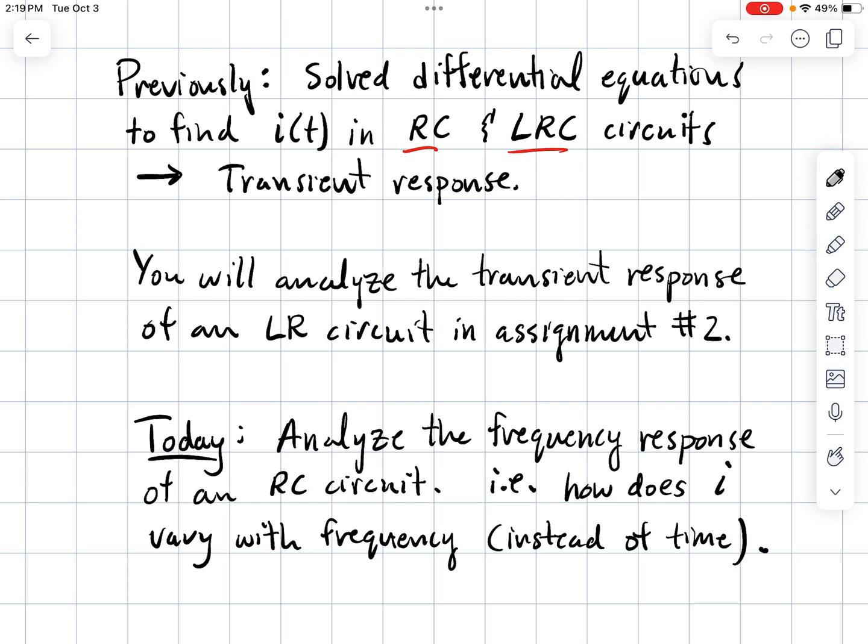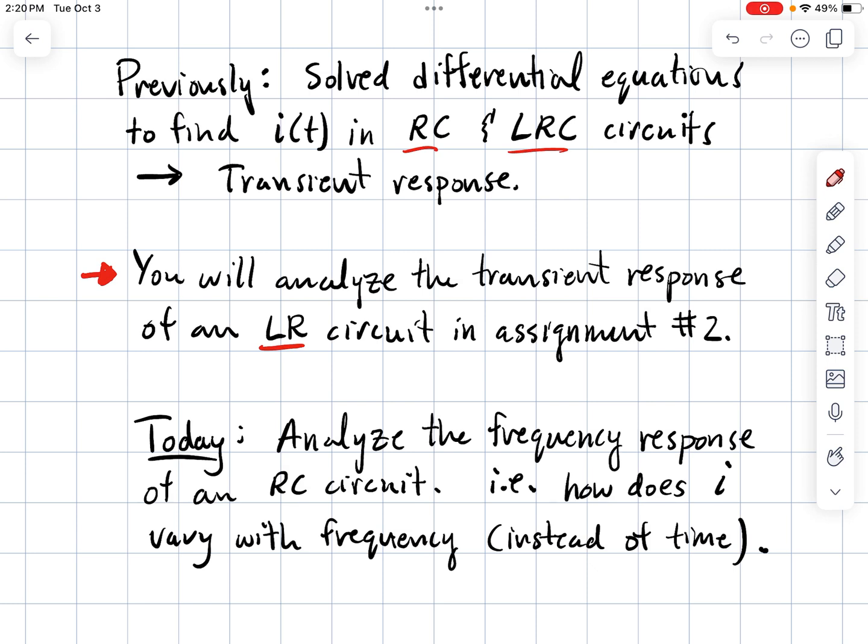What we're going to do today, actually before I get to that, when you do assignment 2, you're going to analyze the transient response of an LR circuit. And so what I encourage you to do when you encounter that problem is to look at your notes and then kind of follow the strategies that we used for solving the RC circuit. Just apply those strategies to the LR circuit.